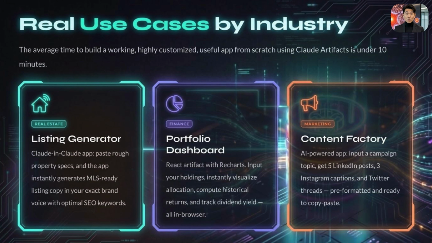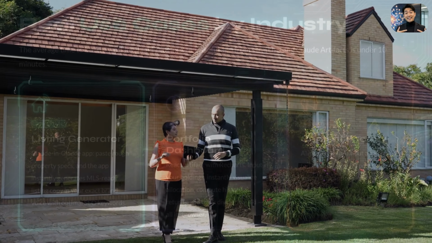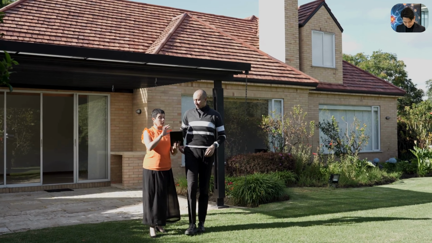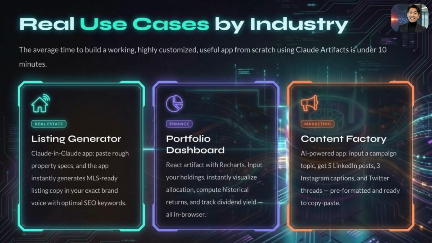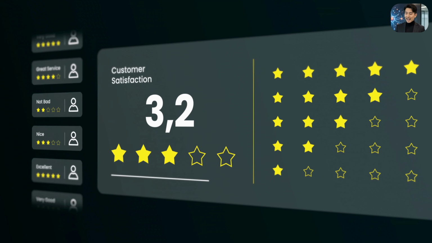Let me ground all of this in real-world examples, things I've actually built or that I know are immediately useful in a professional context. For real estate, a Claude-in-Claude property listing generator. You paste property specs, location, square footage, features, asking price, and the embedded AI generates a full MLS-ready listing description in your exact brand voice. What used to take 30 minutes per listing now takes 30 seconds.